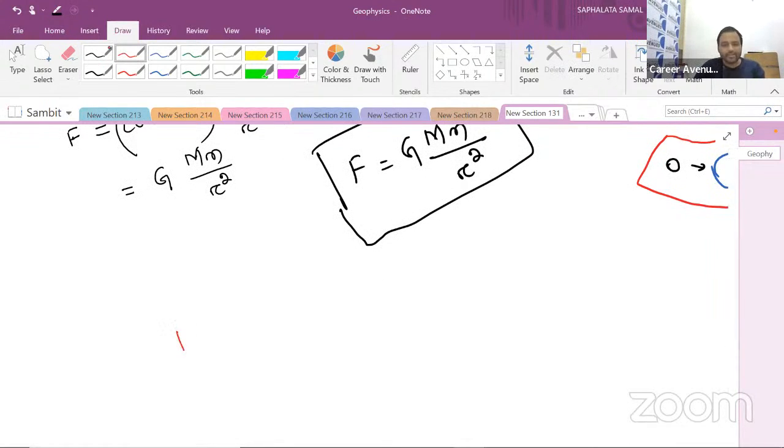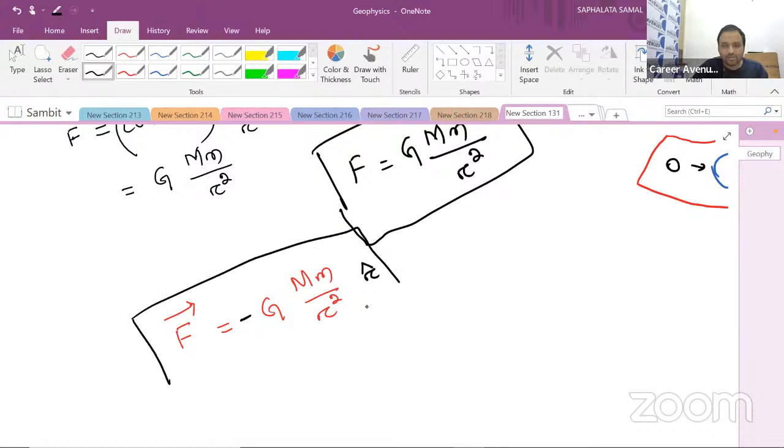So if I write it in the vector form, force would be equal to, I can write the same thing, G m1 m2 by r square, but I am interested in writing the force in the vector form because force is a vector quantity. So I will add a minus sign and a unit vector. So this is the equation of the gravitational force in the vector form. Why is this minus sign given? The minus sign is given because every object tries to come from a high potential to a low potential. There is a negative potential difference.